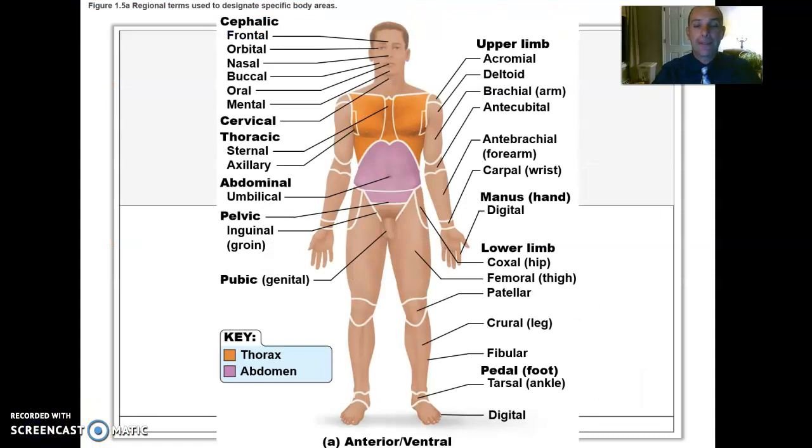Here are many of the terms that we need to know for the regions of the body. All right, and you'll notice that they all have little points sticking to them, and they're not called nose or chin or eye or whatever it might be. You'll notice that frontal is the front here. Orbital, eye. Nasal, buccal, oral, mental. All right, that's the chin there. Cervical, neck. There's 7 cervical vertebrae. We'll get to that later. Acromial, point of shoulder. Deltoid, brachial, antecubital, antebrachial, carpal. You'll see that all the terms are listed for you here. You're going to have to know every single one of these.